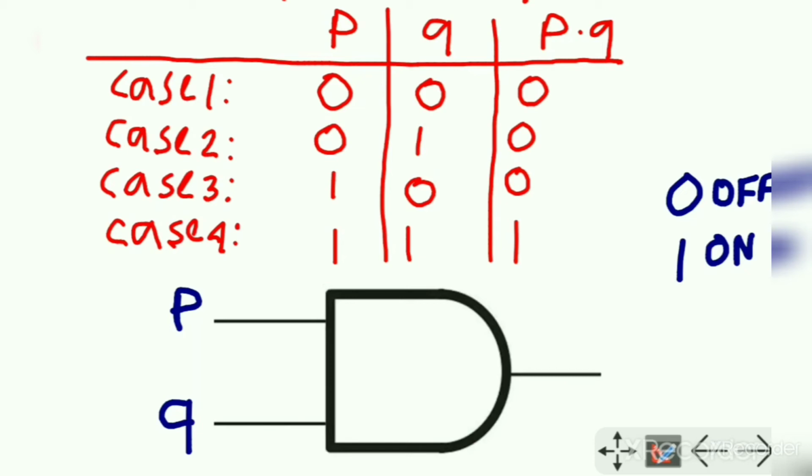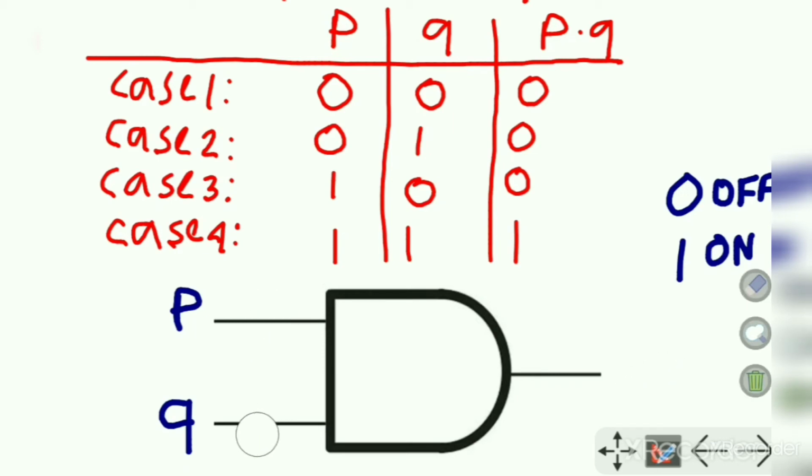If case number 1 happens, that means P line is 0 and Q line is 0, which implies that P line is off and Q line is off, then the AND gate produces output 0, which means off. If we consider case number 2, that means P line is 0 and Q line is 1, then also the AND gate will produce 0 as output, which means this electric line will be off.